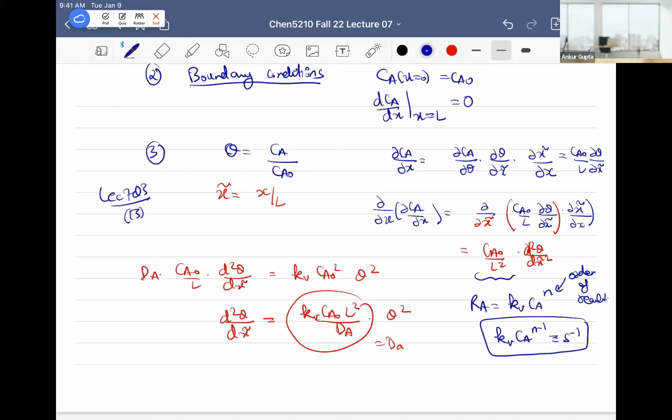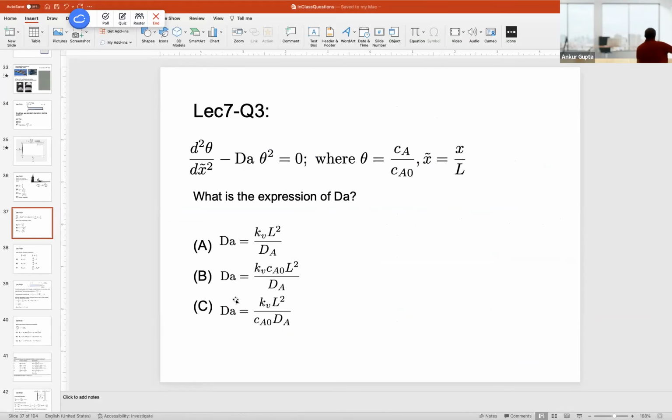So if you have a first order reaction, kV times Ca to the power of 0, and kV is second inverse. If I have a second order reaction, I have kV Ca naught, again second inverse. And why did I say that? Because we discussed this last time, L square by dA is the diffusion time, and kV Ca naught is second inverse. So second inverse times second will give you a dimensionless number, okay?